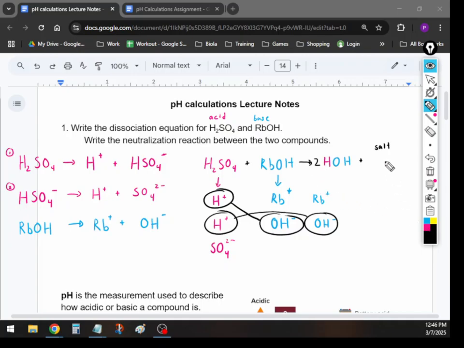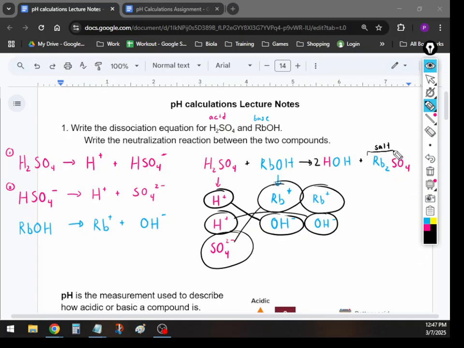All right, lastly, we need to figure out our salt. The reason why we did this in the beginning is to balance our equation, and it works out here as well. Because if you take a look, Rb is +1, right? So we're going to need 2 Rbs in order to balance out the SO4, because SO4 is -2. So +1 and +1 balance out the -2, which means the salt that we make will be Rb2SO4.